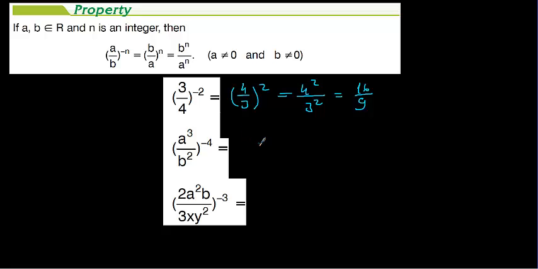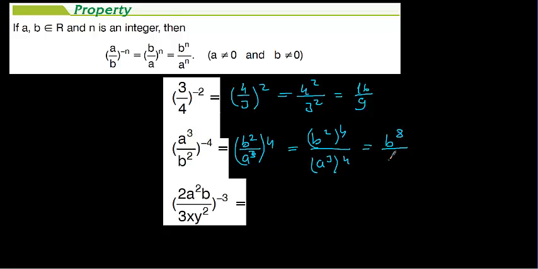Or 8 to the power of 3 over b to the power of 2 to the power of minus 4 means b to the power of, sorry, I wrote 6. b to the power of 2 to the power of over a to the power of 3 to the power of 4, which is equal to b to the power of 2 to the power of 4 over a to the power of 3 to the power of 4, which is equal to b to the power of 8 over a to the power of 12, it's going to be.